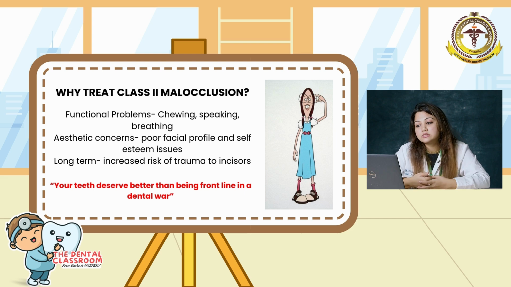Also long-term increased risk of trauma to incisors. Because of the severe proclination of the maxillary anterior teeth and because of the severe deep bite, there is a lot of trauma to occlusion. So these are the basic reasons why we need to correct a class 2 malocclusion.